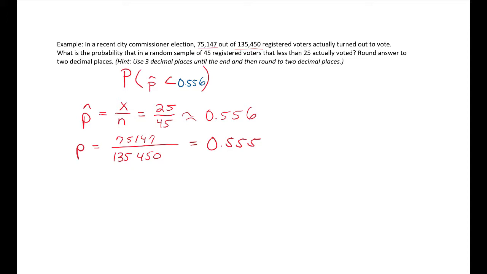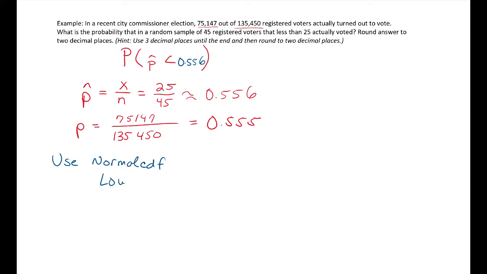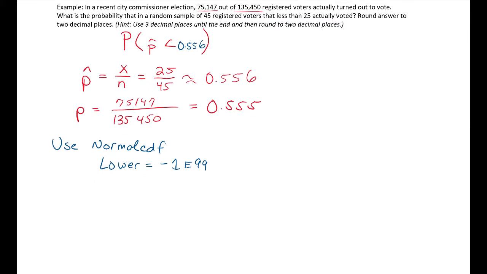And so we're going to eventually use normal CDF in our calculator. And as you guys know from class, in normal CDF, we need 4 things, right? So we're going to use normal CDF in our calculator to calculate this probability. And what do we need? We need a lower bound. We're trying to calculate the probability that p hat is less than 0.556, so our lower bound is negative 1e99. That's our representation of negative infinity. Our upper bound will be 0.556.